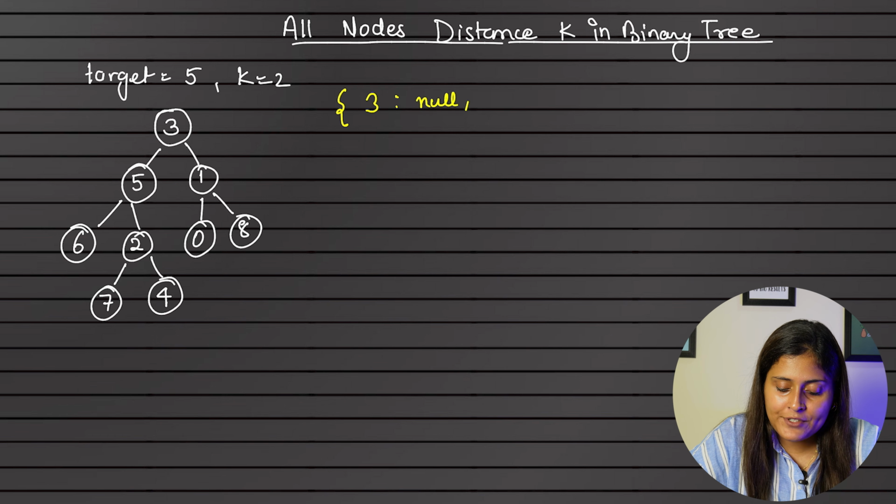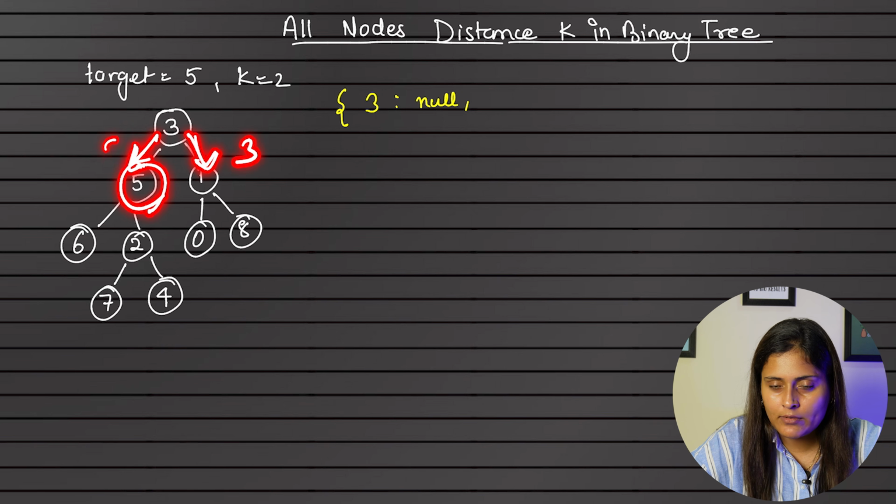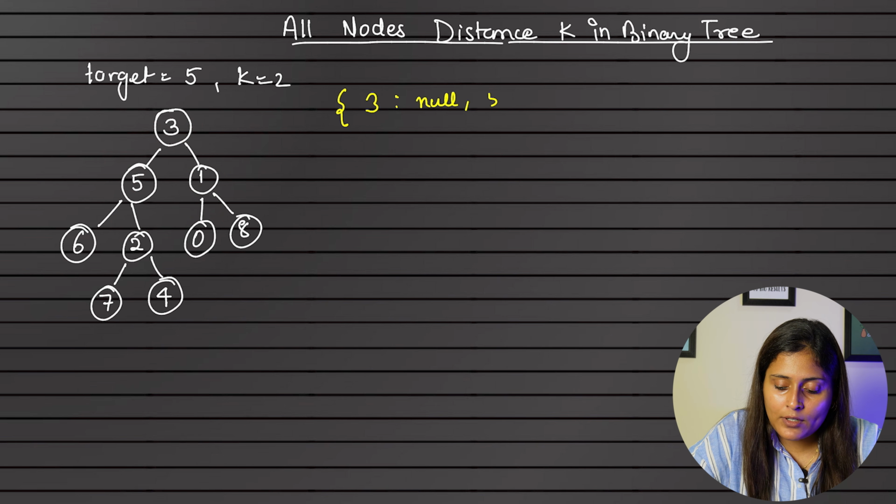Now we will go on left side and right side for every node. So when we go on left side or right side, in the parent we will send 3. Can I say that? Yes, because for 5 and 1, the parent is 3. So now when we encounter 5, we'll save parent 3. Now when we encounter 1, we'll save parent 3.